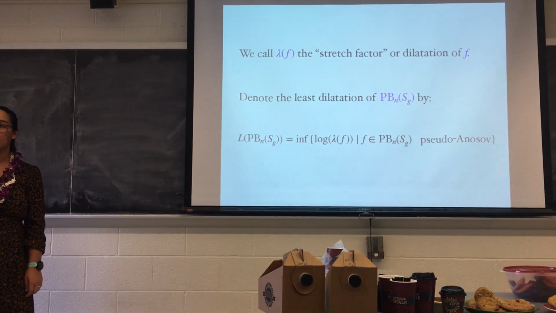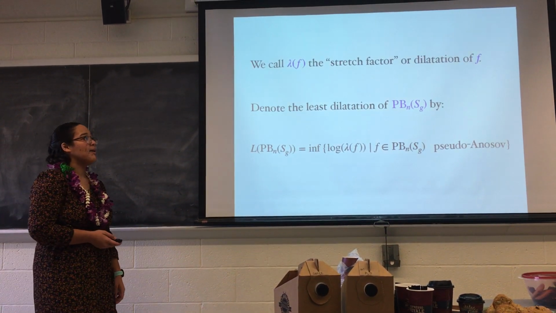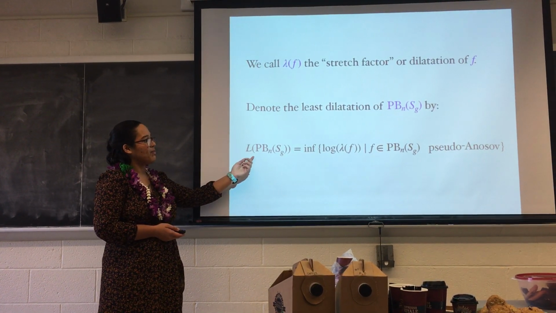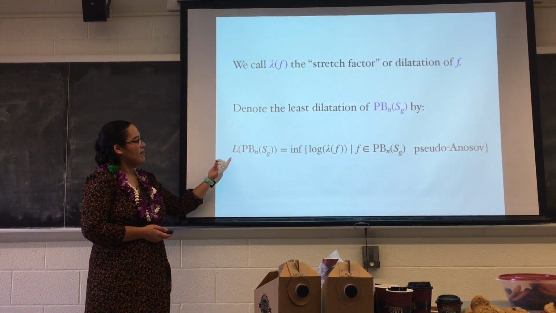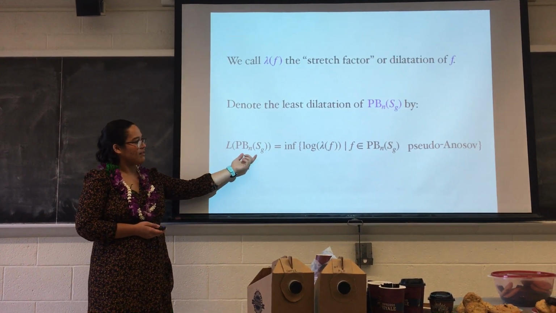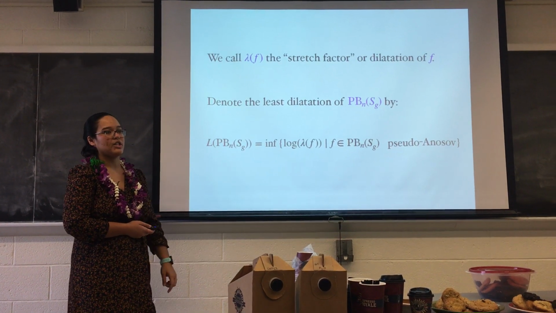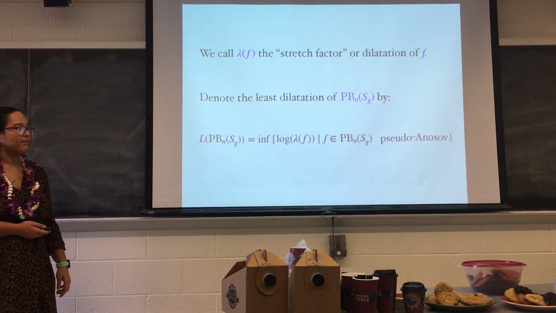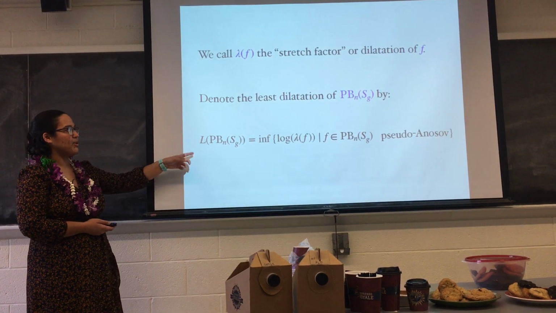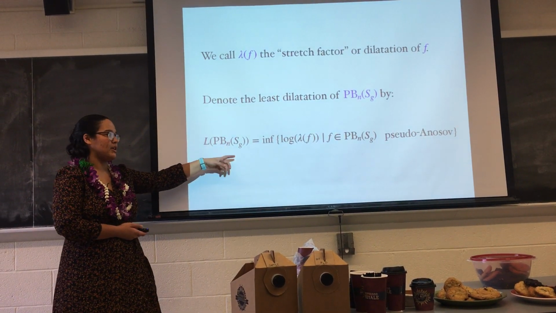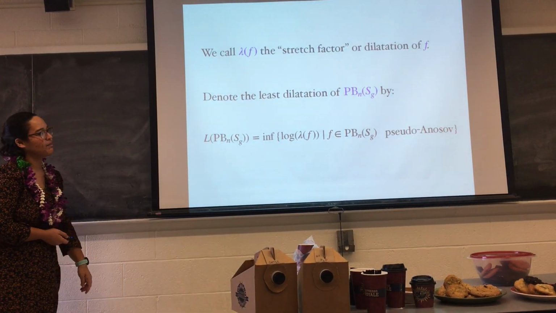And so we can study something called the least dilatation in subgroups of the mapping class group. Here I denote the least dilatation for the pure braid group as this big L of PB_n of S_g. And this is just the infimum of the log of the dilatation for any pseudo-Anosov pure braid. Just to point out, it is a bit of a misnomer, because even though I say I'm studying the least dilatation, I'm studying the log of the least dilatation.